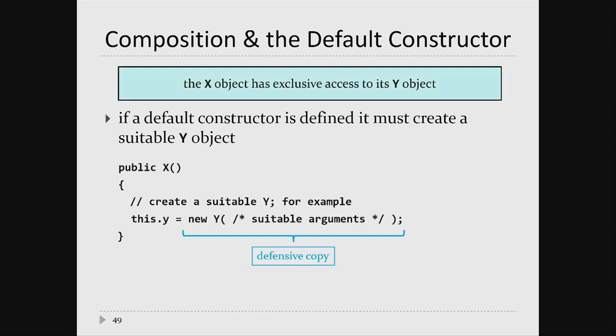Okay, so here's your default constructor, your no argument constructor. The no argument constructor doesn't change compared to aggregation or plain association. The no argument constructor still needs to make a Y object somehow. So there's no changes here.